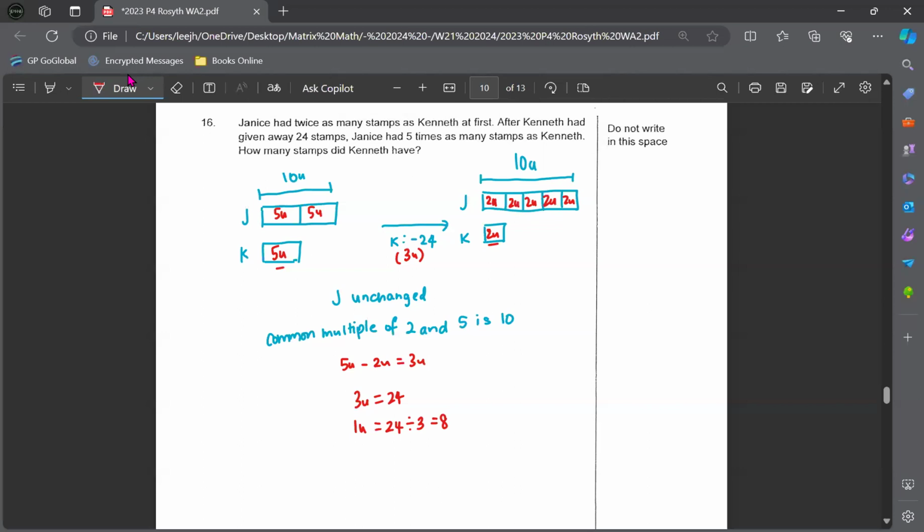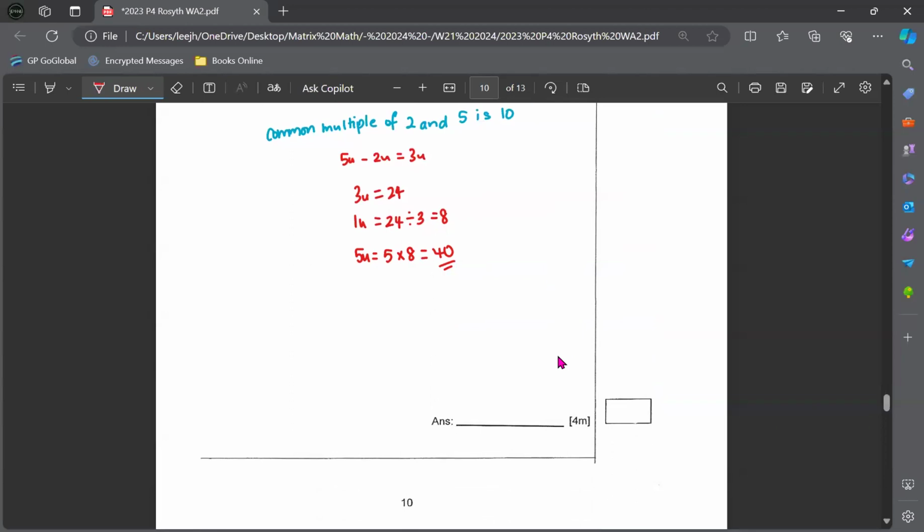So the question asks, how many stamps did Kenneth have? At first, so after Kenneth gave away, Janice had 5 times. How many stamps did Kenneth have? So not after; Kenneth have means you look at this. So you're looking at 5 units. So 5 times 8. Answer is 40. So your answer must write down here 40. 40 what? 40 cents.